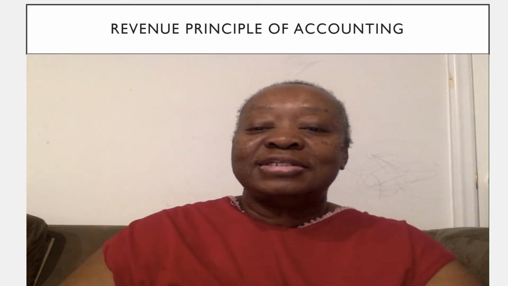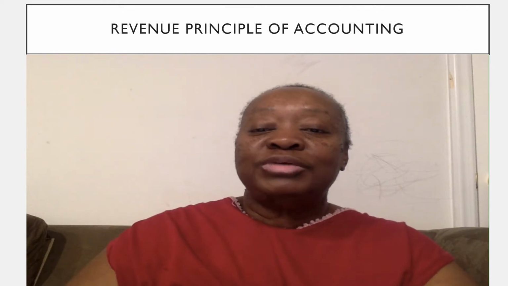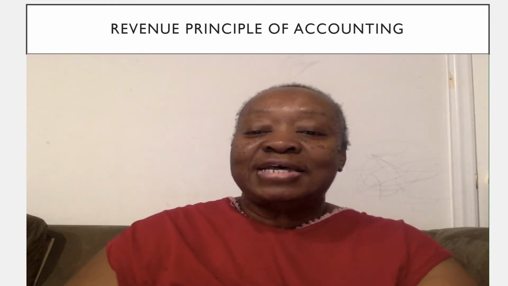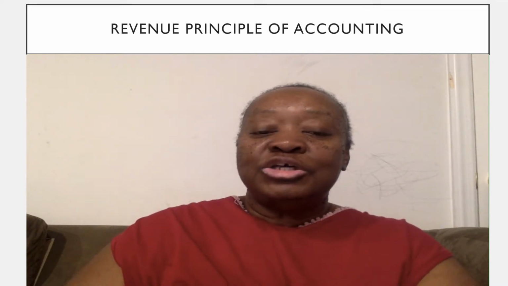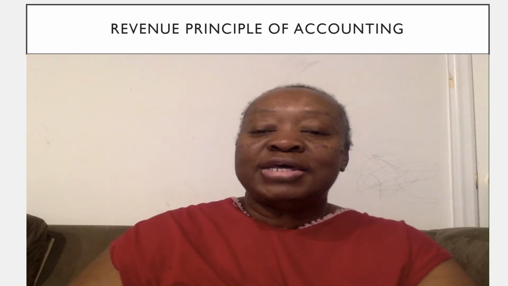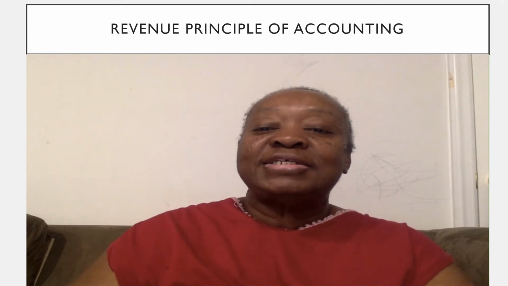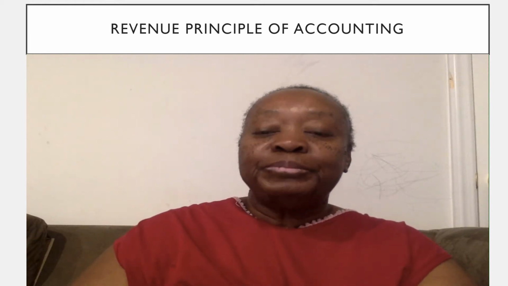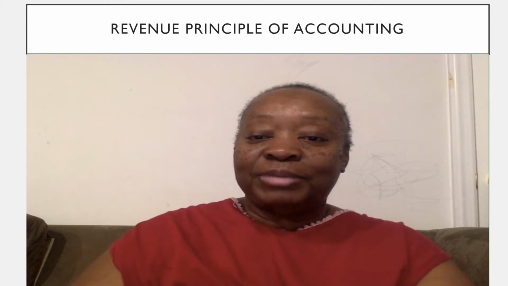So class, there is a principle in accounting called the revenue principle of accounting. What that says is that all revenues and all expenses must be recognized in the period they occurred. So for example, you have the month of August. All of the revenues and all of the expenses for August must be recognized in the period of August. And that is the reason why we have adjusting entries at the end of the period.